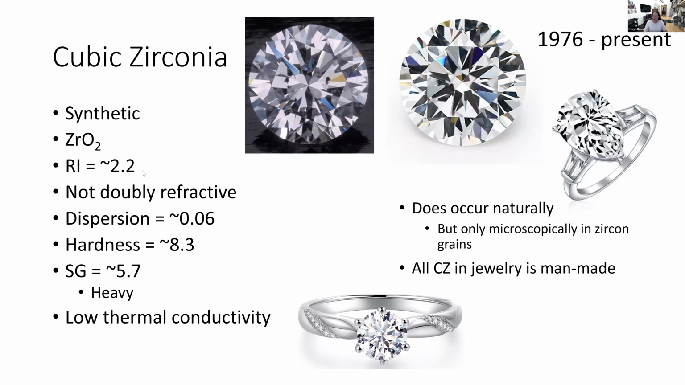It's got a pretty nice index of refraction. It's not doubly refractive, so that's good. It's got great dispersion and stuff like that. One of the biggest problems about it is its hardness. Now, you might think 8.3 is pretty hard, but when you're wearing something on your hand all the time and you're banging it against stuff, you're going to bang it against stuff that is going to scratch it, unless it's a diamond. And so the more scratches you have on your cubic zirconia, the less it looks like a diamond because it starts to look dull and greasy.